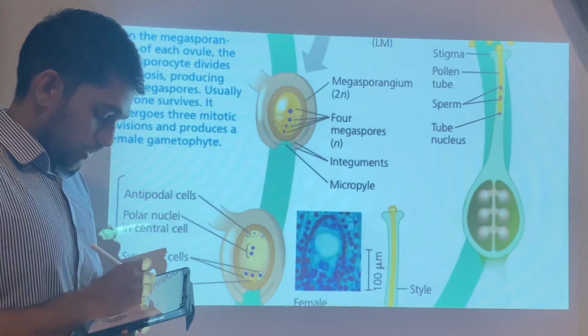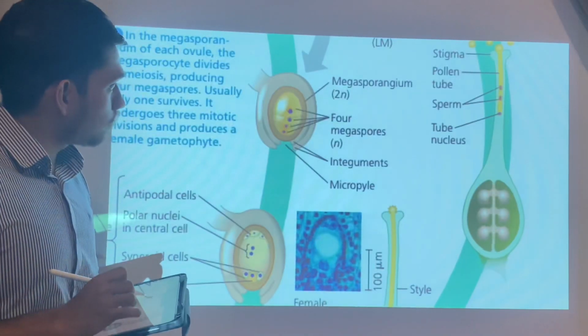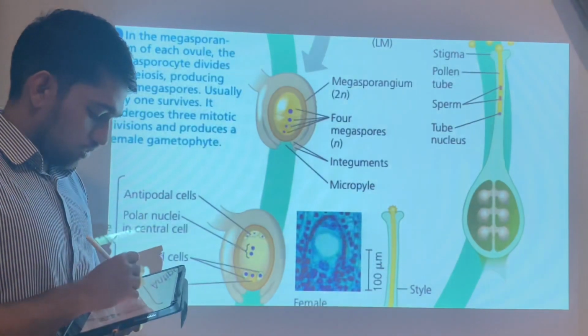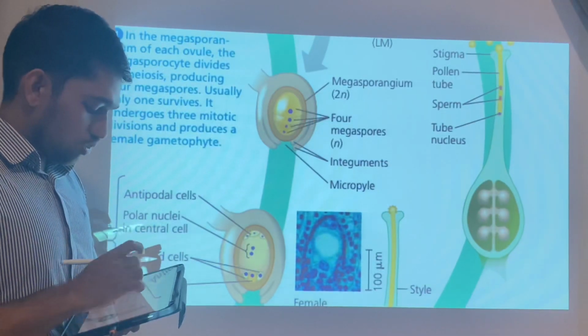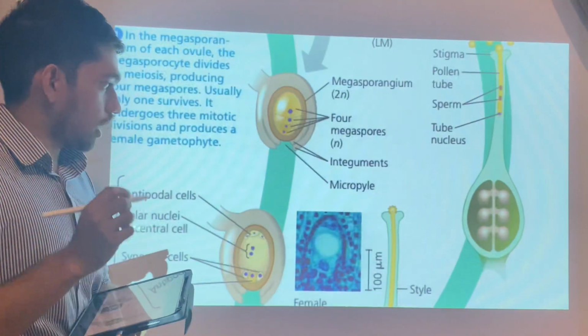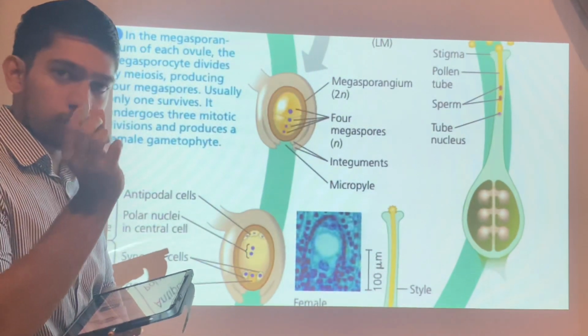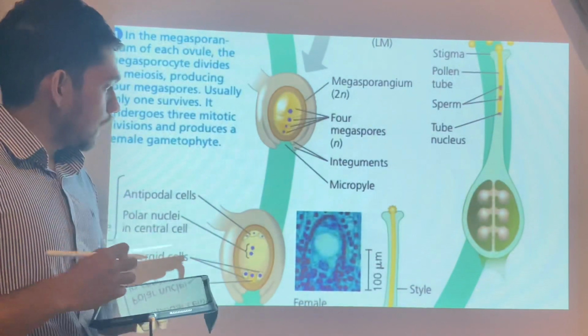You can see here, this is the megasporangium, and it will produce 4 megaspores. I'll remind you quickly, surrounding the ovule we have a protective structure called the integument. The integument has a small opening or pore called the micropyle, through which the pollen grain enters.